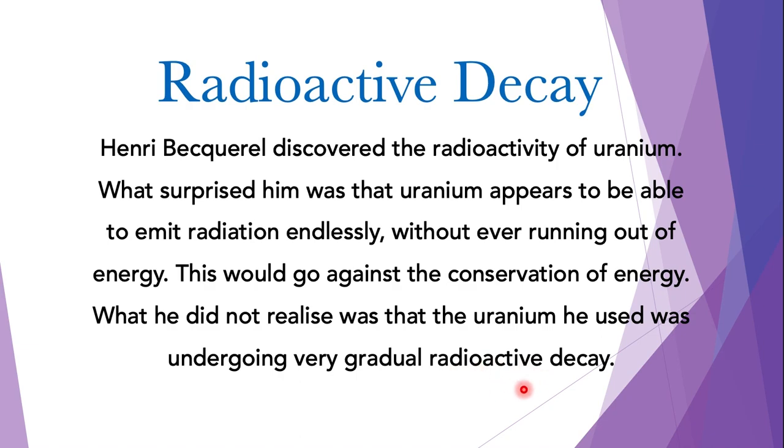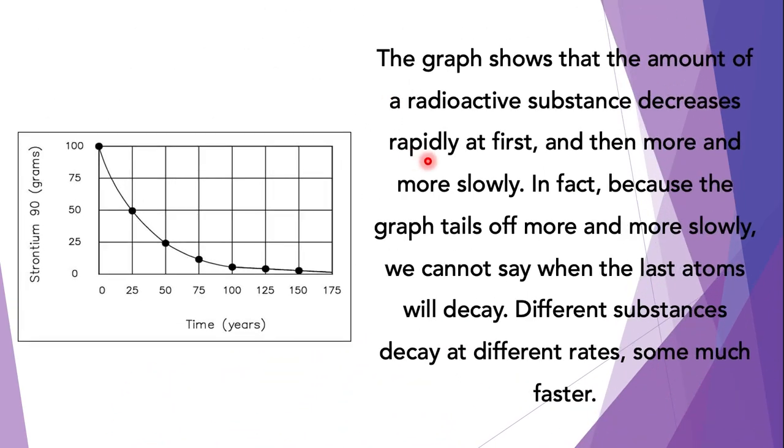So we know that radioactive decay causes energy to be released. But some substances like uranium undergo very slow and gradual radioactive decay, and so they appear to be able to emit radiation endlessly. But they do run out of energy too. So here you can see the graph of radioactive decay of strontium. This is the same for any other radioactive substance: the amount of a radioactive substance decreases rapidly at first and then more and more slowly. In fact, because the graph tails off more and more slowly, we cannot say when the last atoms will decay.